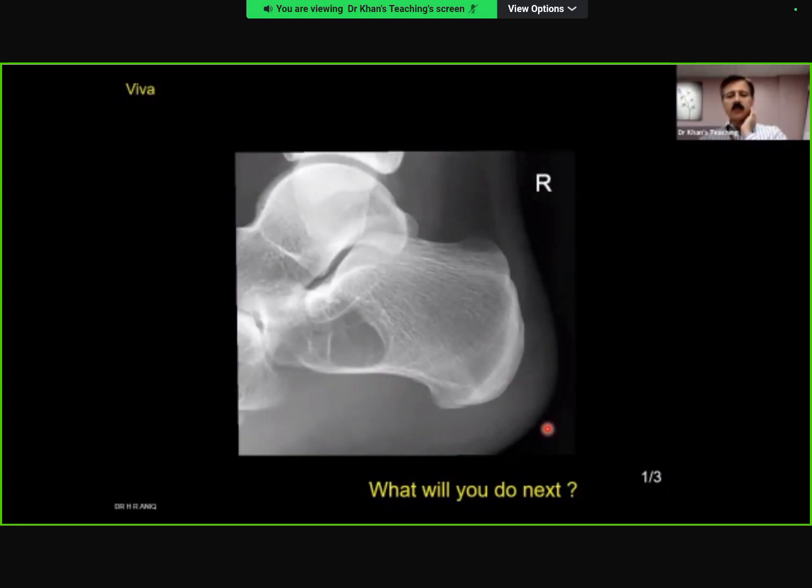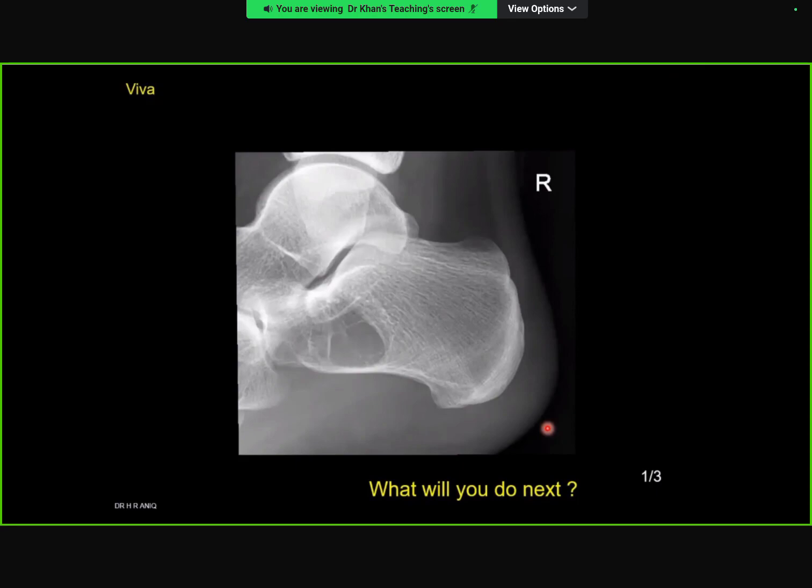Can you tackle this as a film? The lateral radiograph of a right calcaneus in a skeletally mature patient. There's a well-defined lytic lesion in the anterior part of the bone. I'll stop you because of time factor. What will you do next?